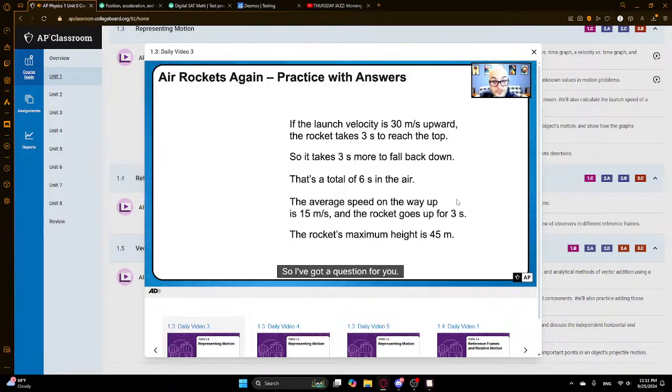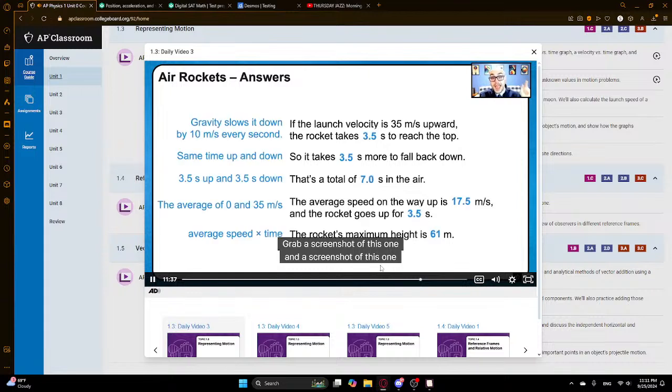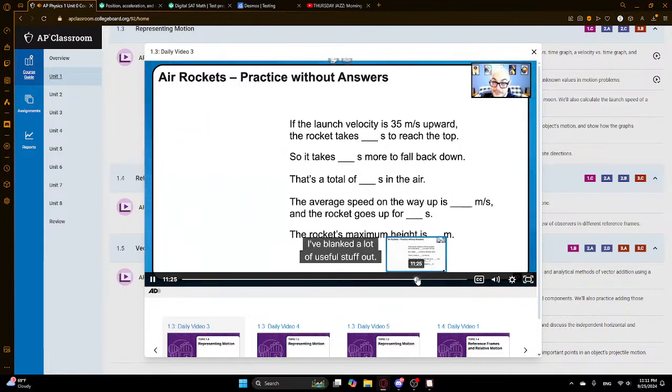So I've got a question for you. I've blanked a lot of useful stuff out. It would be awesome if you screenshot this slide and the next one. I'm going to put the solutions up, but try to figure it out. Grab a screenshot of this one and a screenshot of this one with the worked answer. It would be... let's see, for launch 35 meters per second. This tells us something.